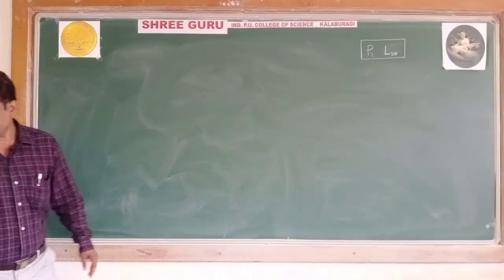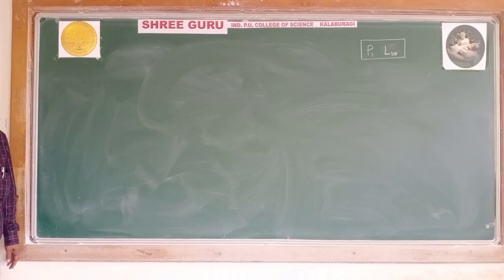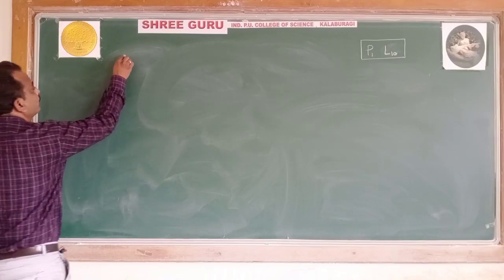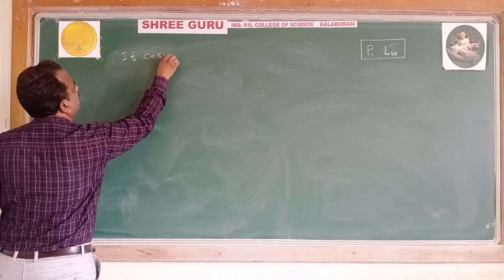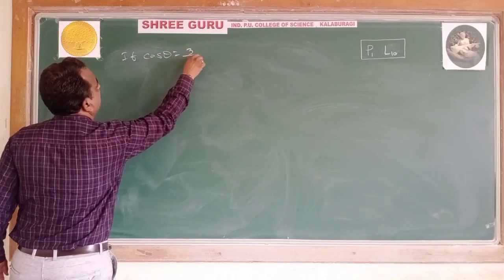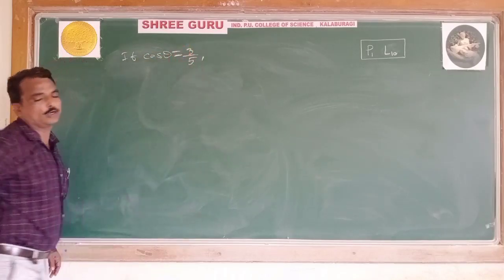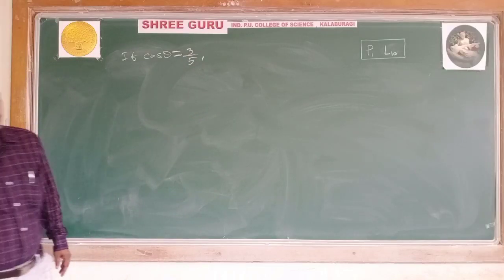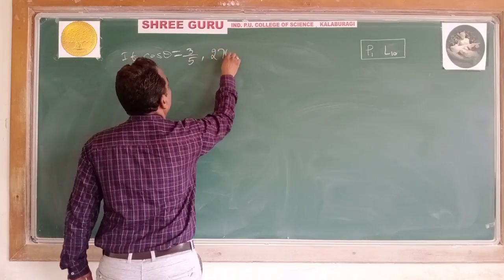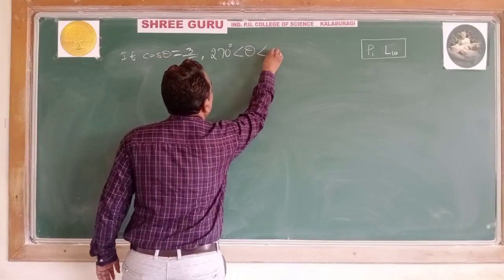See the students here, the next example. If cos theta is equal to a positive value, 3 by 5, you know there is a possibility of cos being positive in the first and fourth quadrant. But here the position is given. If it were not given, you would go through it like that.